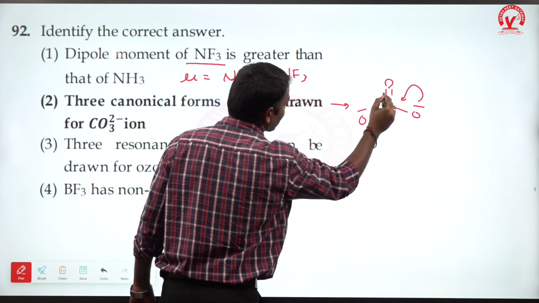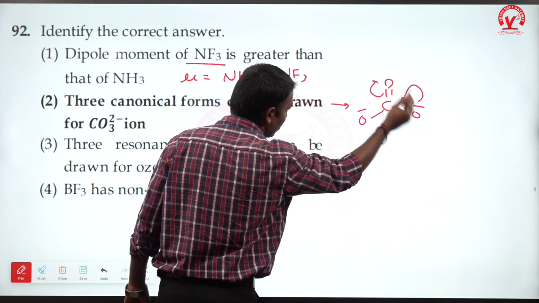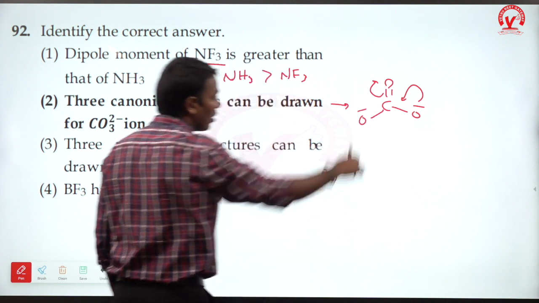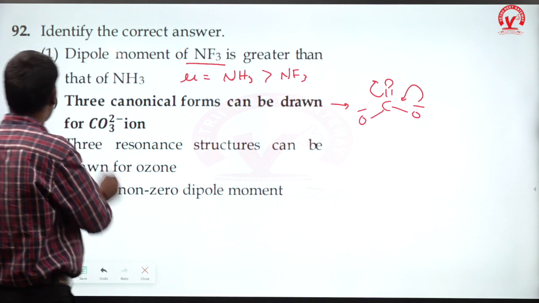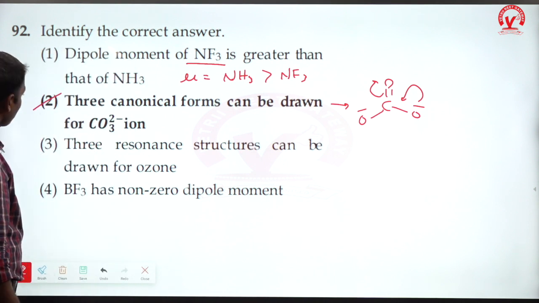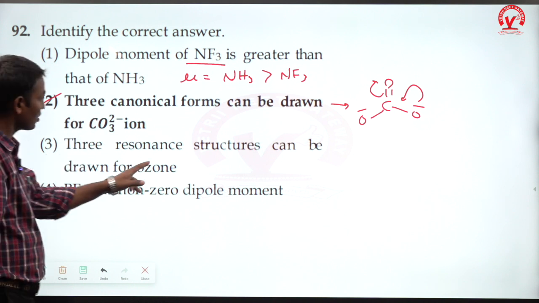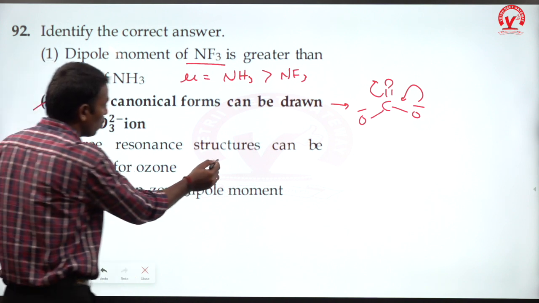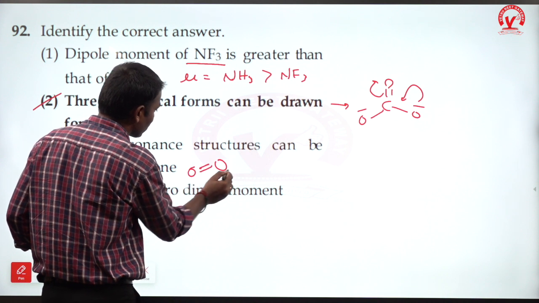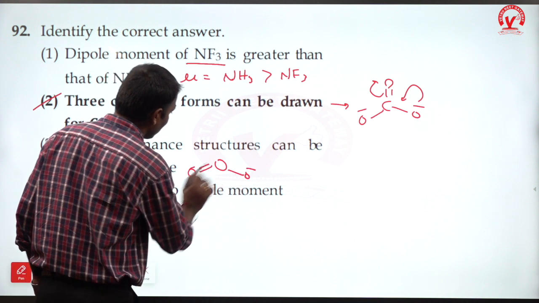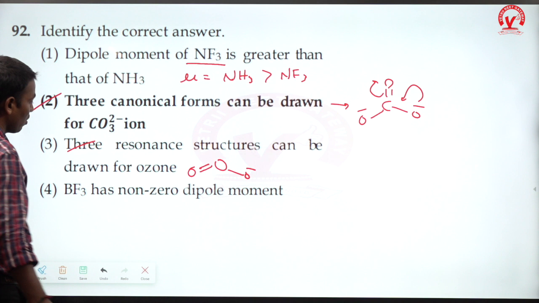So the negative charge is given to the next oxygen, this negative charge polarizes all 3 oxygens, right? So we are observing 3 canonical structures for this carbonate ion. That is the correct answer, right? And 3 resonance structures can be drawn for ozone. Only 2 resonance structures we are observing here, right? Only 2 resonance structures, that is wrong.